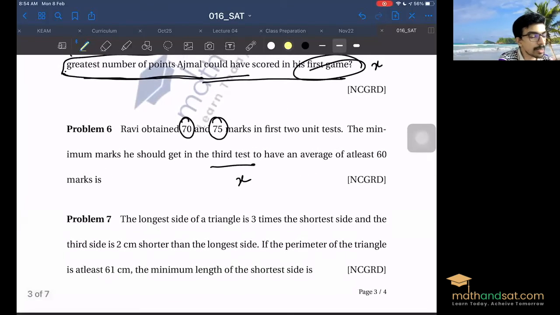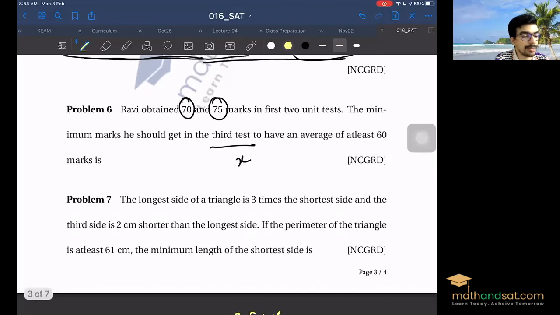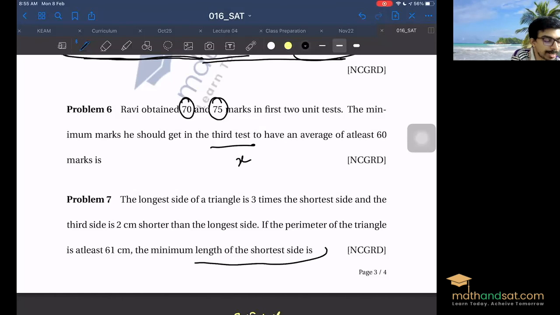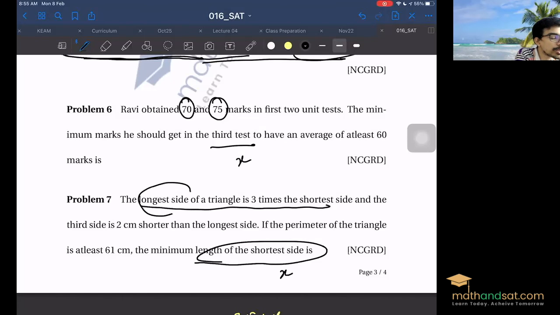The longest side of a triangle is 3 times the shortest side, and the third side is 2 centimeters shorter than the longest side. The perimeter of the triangle is at least 61. Minimum length of the shortest side is. Of course, we can choose the shortest side as x. Then the longest side will be 3x.